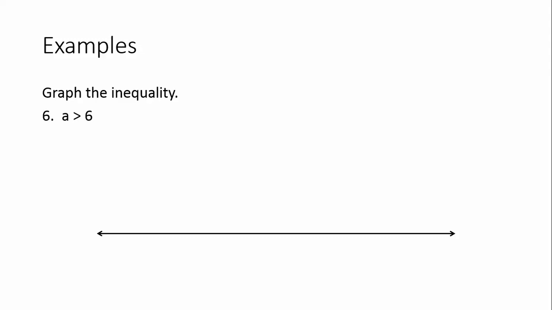So first we're going to graph the inequality a is greater than 6. The first thing we want to do is plot 6 on the number line. And then I also want you plotting a number to the left that's less than 6 and a number to the right that's greater than 6. So we'll go 5 and 7. You don't have to pick 5 and 7. You can go a lot less than 6 or a lot greater than 6 on either side.